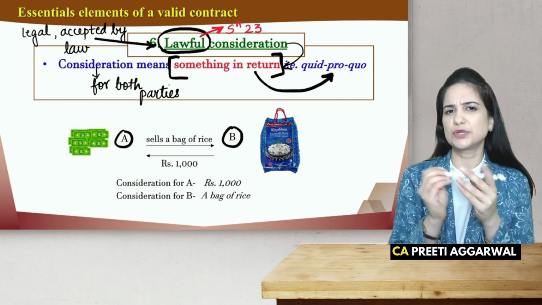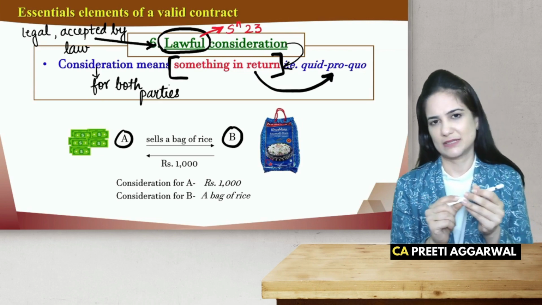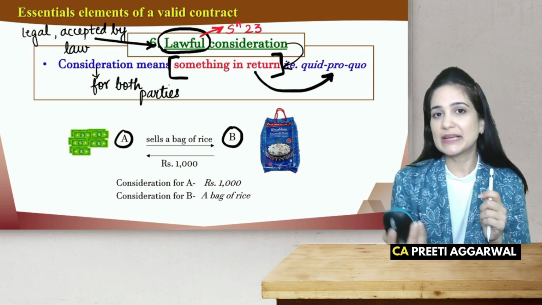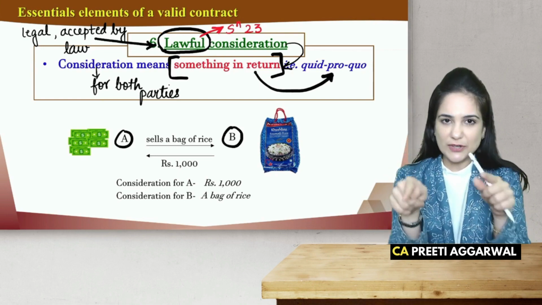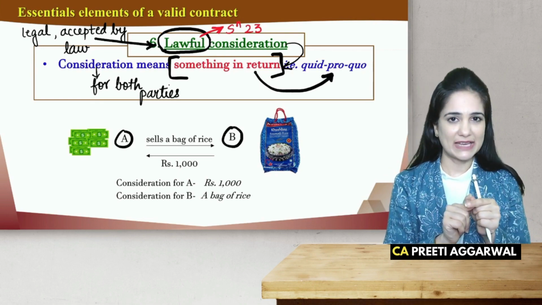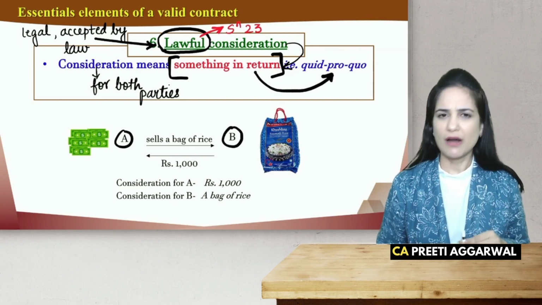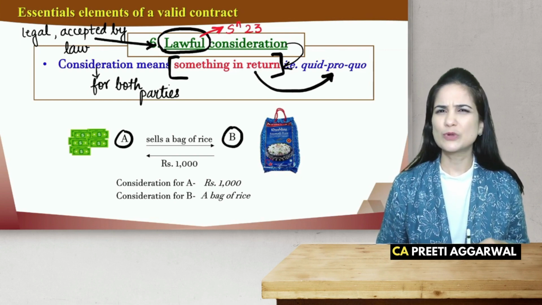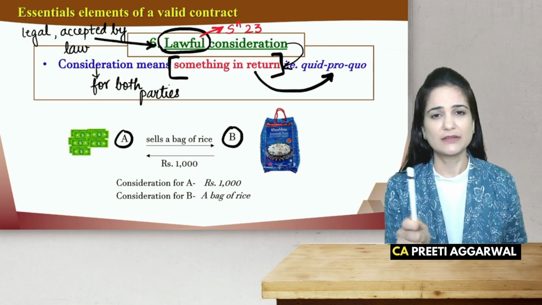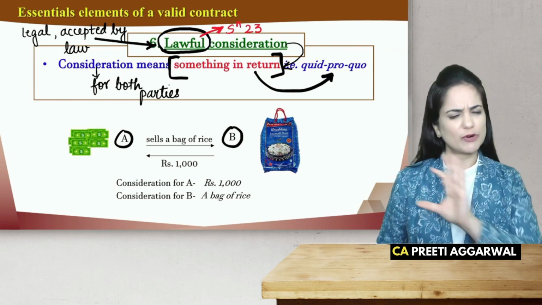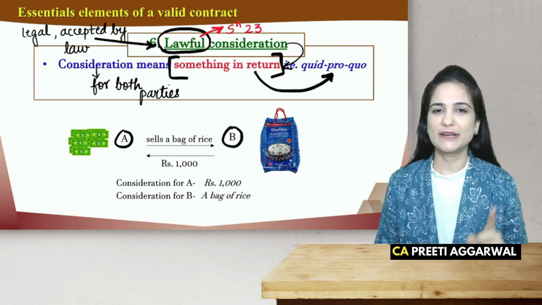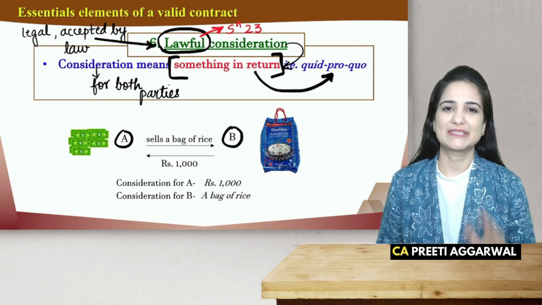Okay, if the consideration is pen, is it legal? Yes. If the consideration is a mouse, is it legal? Yes. If the consideration is rice, is it legal? Yes. Drugs? No, that is unlawful consideration. Arms, ammunitions? No, that is unlawful consideration. Will it be a valid contract? No. Consideration, whatever you get in return, must be lawful, it must be legal, it must be something which is accepted by law.